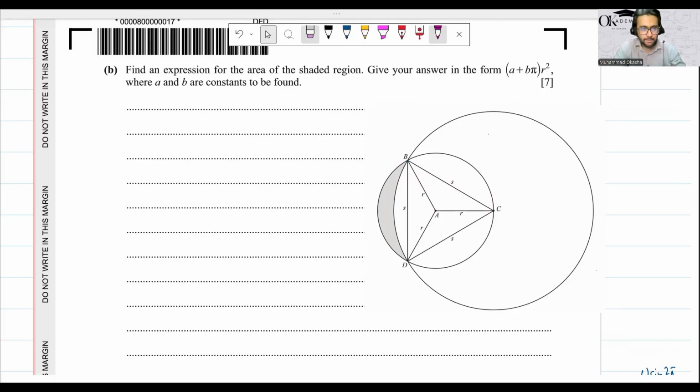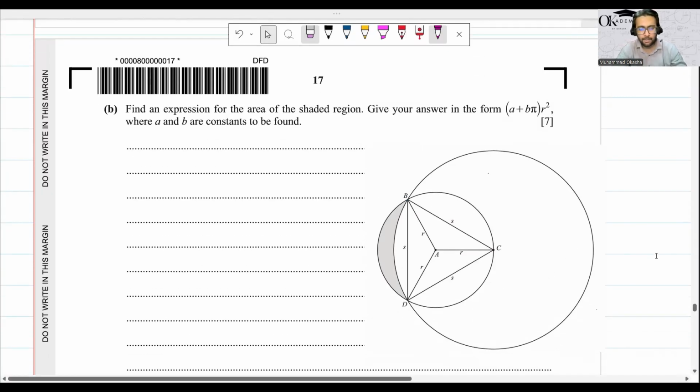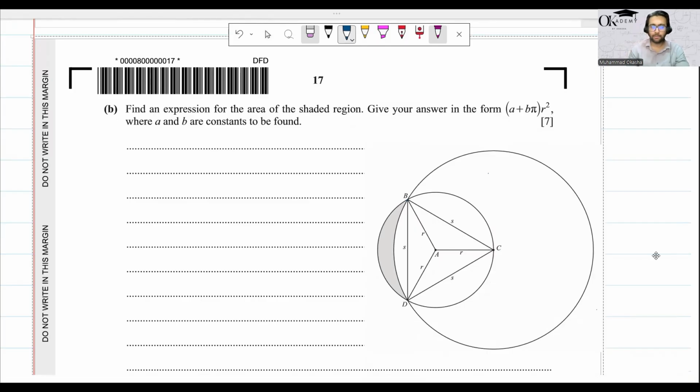Next part of the question says, find the expression for the area of the shaded region. So this is the area of the shaded region that we're looking for. It has a moon shape. Give your answer of the form a plus b pi r squared. Right. How would we do that? We have to take into account the bigger circle and the smaller circle, right? So let's take a look at it carefully.